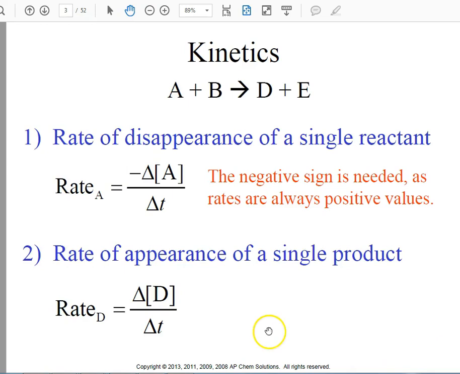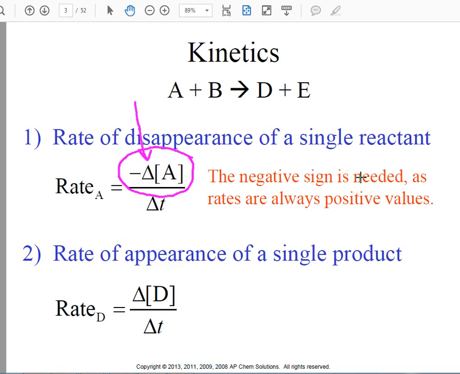All right, so first let's look at the rate of disappearance of a single reactant. We have a reaction that we're discussing, and it's written above, just a generic reaction: A plus B yields D plus E. We could isolate and say, okay, let's talk about this reaction in terms of the rate at which A disappears. The rate at which A disappears is going to be equal to the change in concentration of A. That's what that triangle always means. So that would be the final concentration of A minus the initial concentration of A, divided by the change in time over which this occurred.